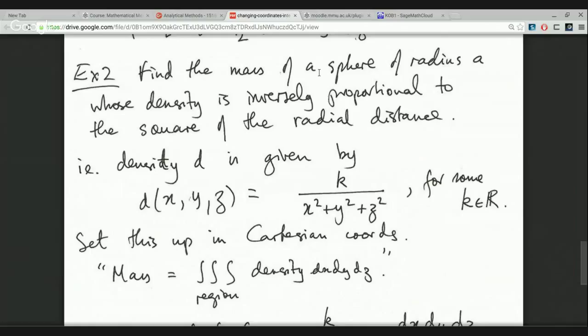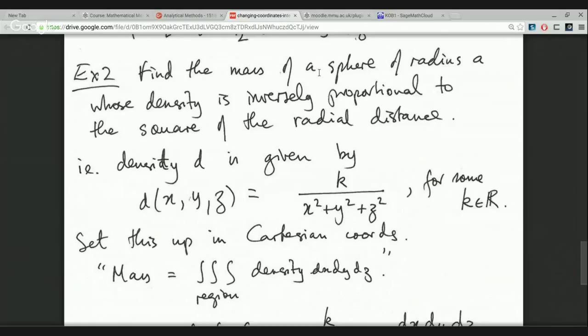Okay, so this was an example of a triple integral, so integrating over a volume region. The setup was we were given a sphere. So we have to think of a sphere of radius a, centered at the origin.